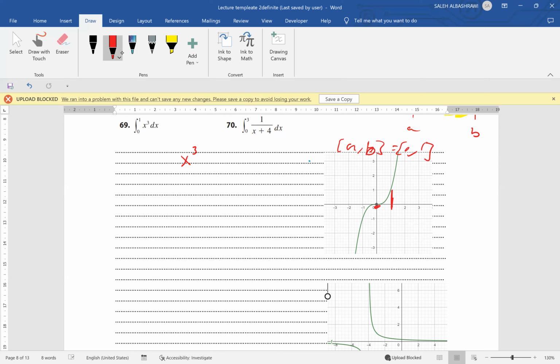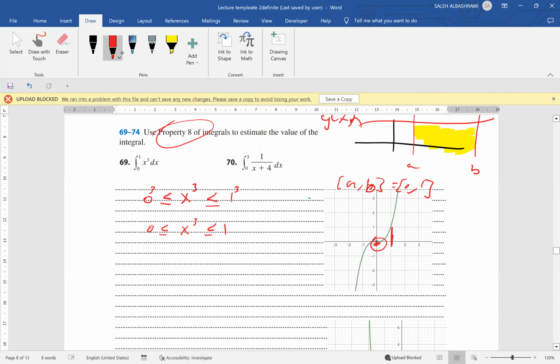On this interval, the function is increasing, which means the absolute minimum will be at the left end of the interval, and the absolute maximum will be at the right end of the interval. So this function will be greater than the absolute minimum, which is 0 to the power 3, the value of the function at the left end, and less than or equal to the value of the function at the right end. So 0 will be less than x to the power 3, less than or equal to 1.